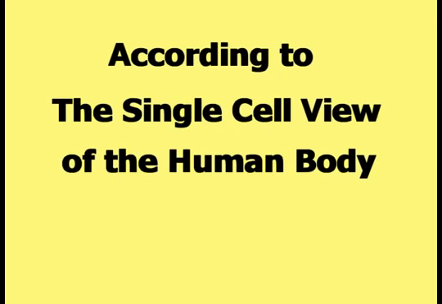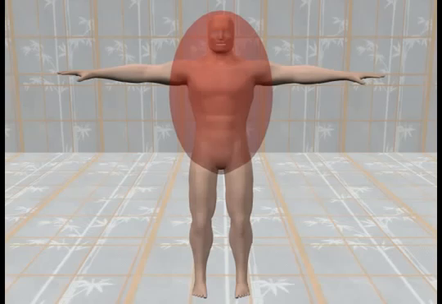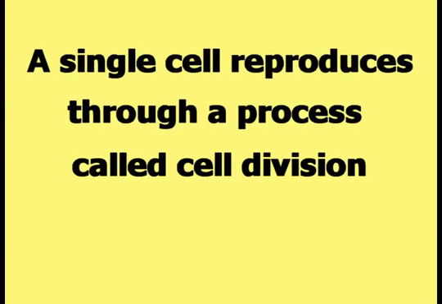According to the single cell view of the human body, it is useful to treat the human body as if it is a large single cell located as shown in this picture. A single cell reproduces through a process called cell division. This animation shows a single cell dividing into two new, identical single cells.